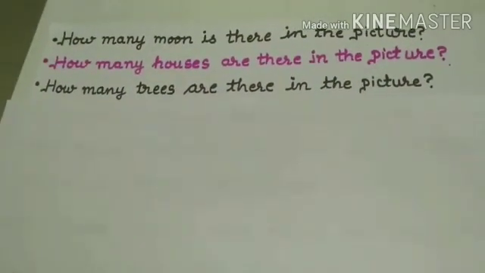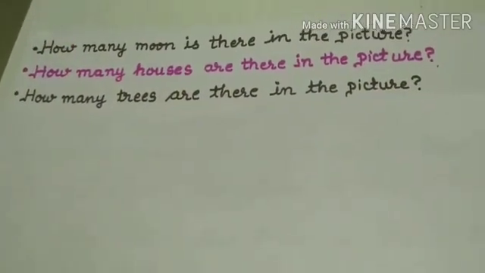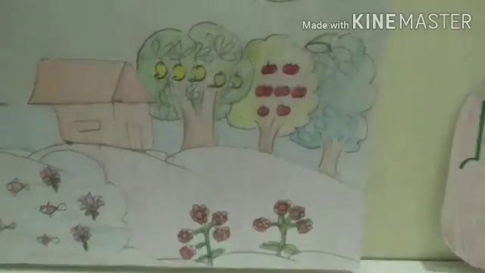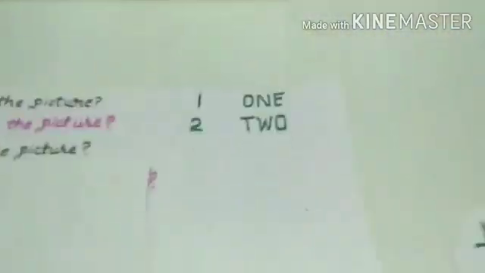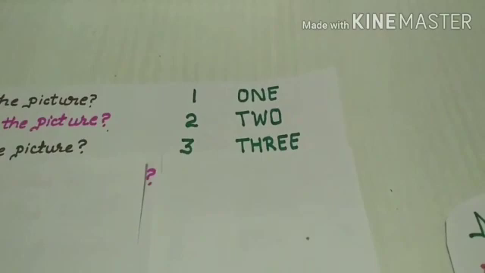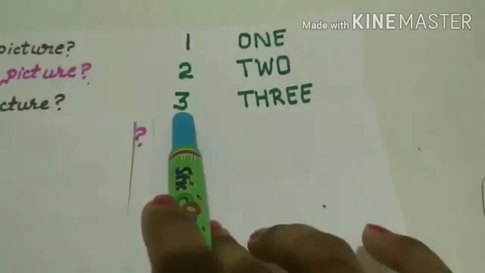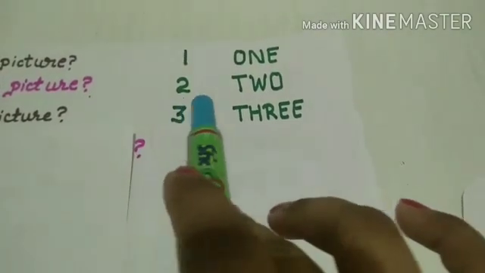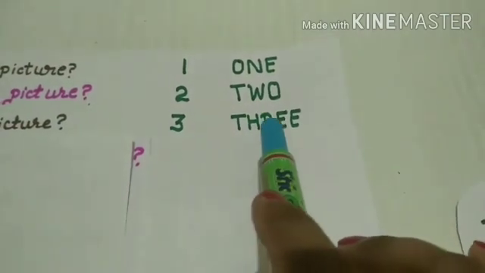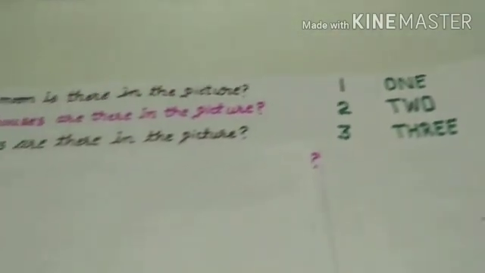How many trees are there in the picture? Let's count with me. 1, 2, 3. There are 3 trees in the picture. We can write the number 3 like this. And what is the spelling of 3? T-H-R-E-E, 3.